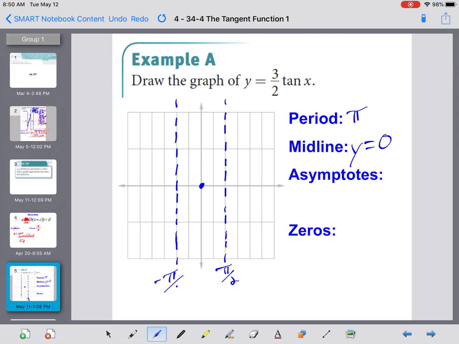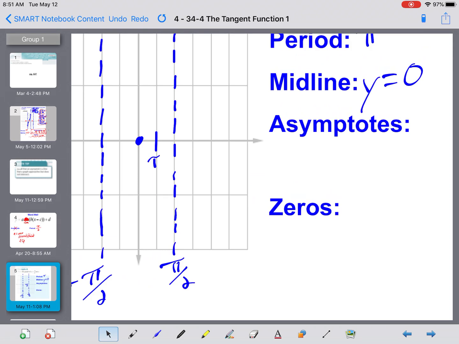Now, remember, it's got to be one period between your asymptotes here, right? That's one period. Negative pi over 2 to positive pi over 2 is pi, which is right there. So you've got to watch out for that little trick. That's going to be a little harder when we start changing our periods. Now from there, pi over 4 is my next key point here. Pi over 4.